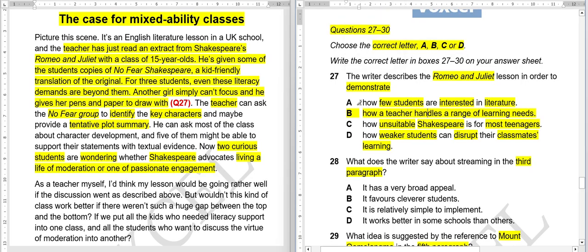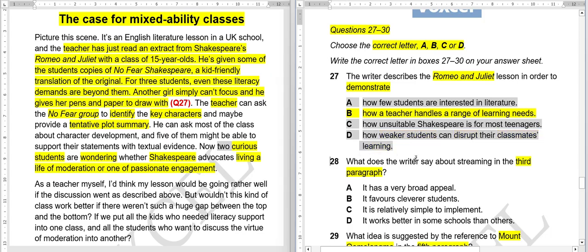There is no mention of the number of students. There is no mention that only 5 students were interested in literature. There is no mention of the number of students, like 3 students, like 2 students here. Here is the mention of one girl for 3 students, but these are not showing how many students were interested in literature or not. Unsuitable for most teenagers: there is no mention about the suitability or unsuitability of Shakespeare's novel, so C cannot be our answer. Weaker students can disrupt: there is no mention of disruption.